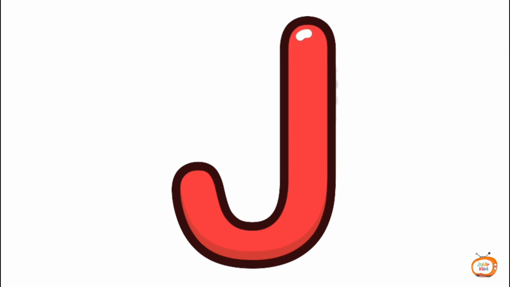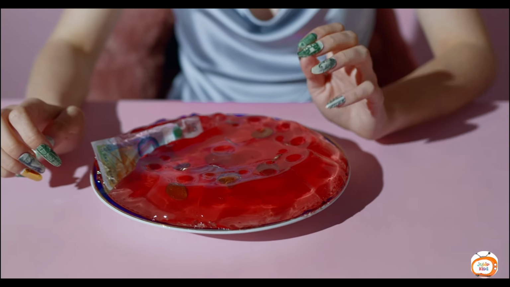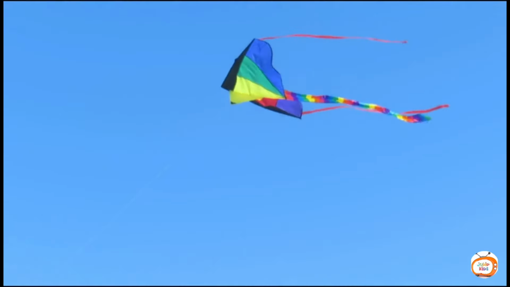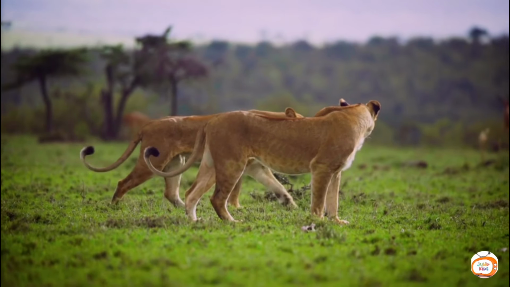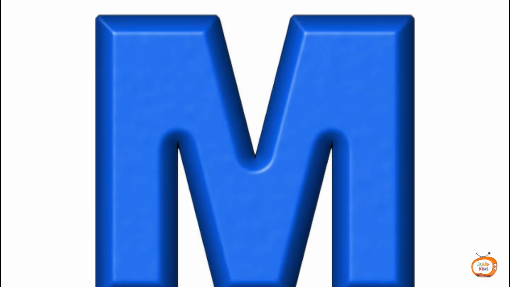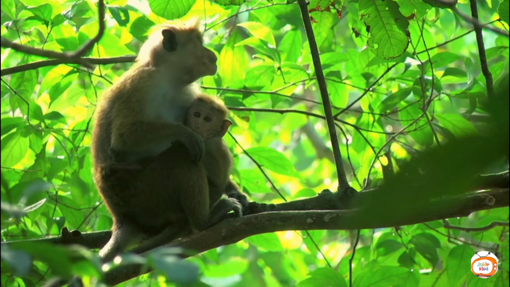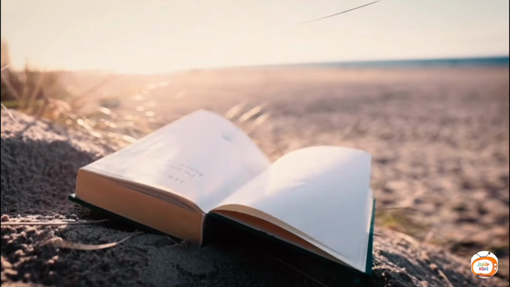J is for jelly, j j jelly. K is for kite, k, k, kite. L is for line, l, l, line. M is for monkey, m, m, monkey. N is for notebook, no, no, notebook.